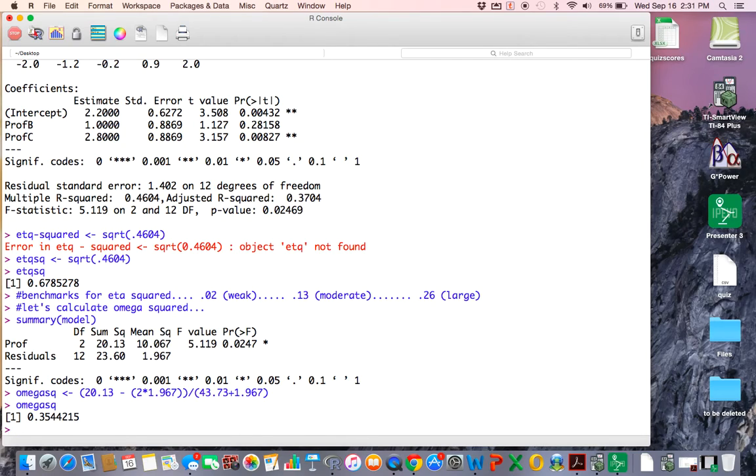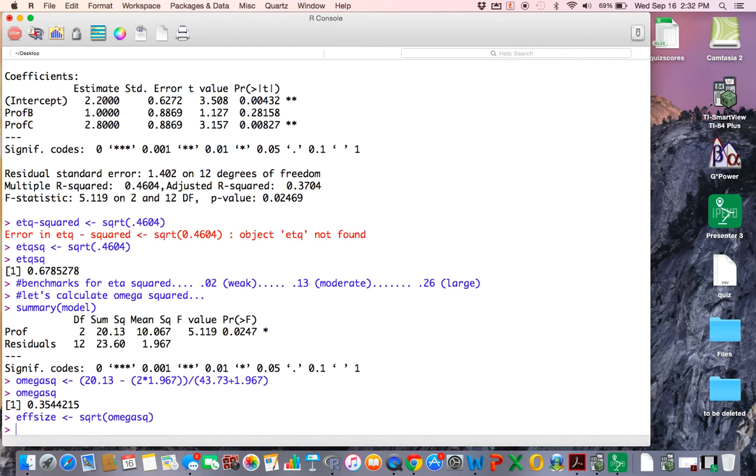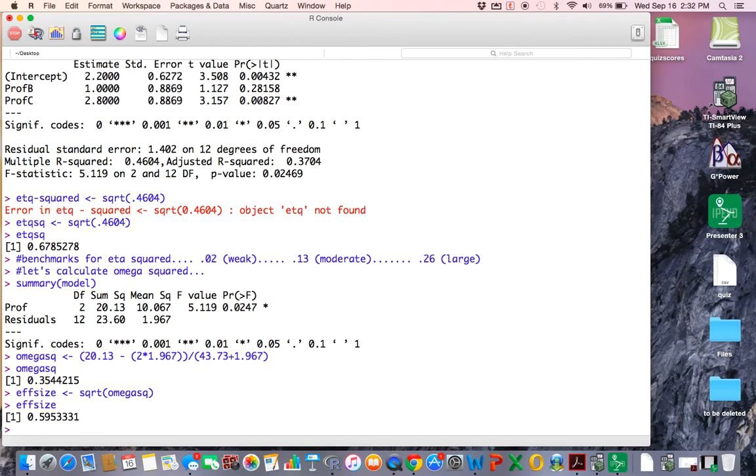Now, for the threshold or the benchmark for omega squared, remember, we have to take the square root of that. So our effect size is going to be the square root of omega squared. The effect size for our total model, for our overall ANOVA, is right around 0.6. Now the threshold on this runs from, let me just copy and paste this right here.